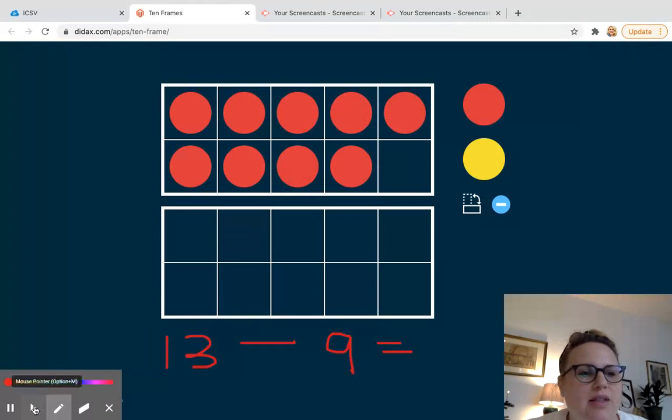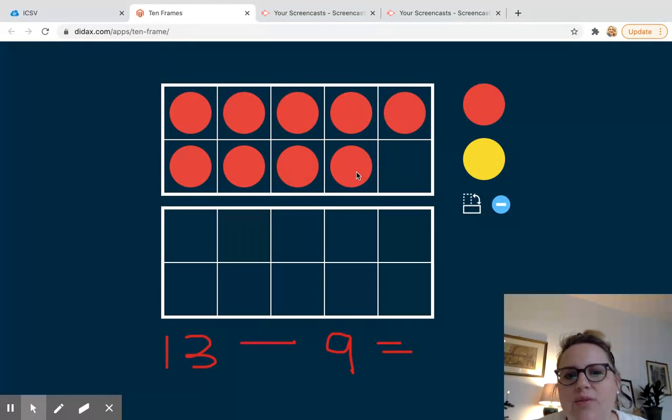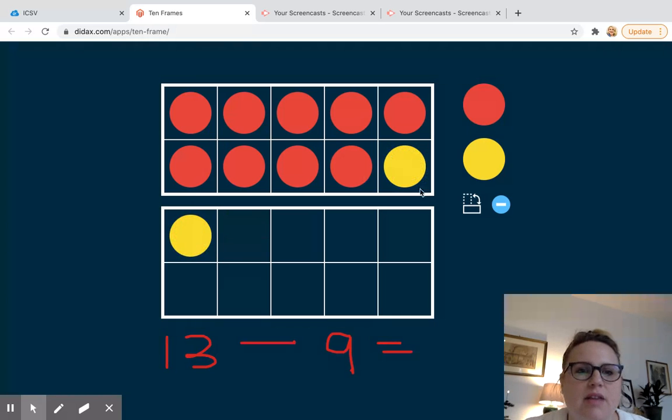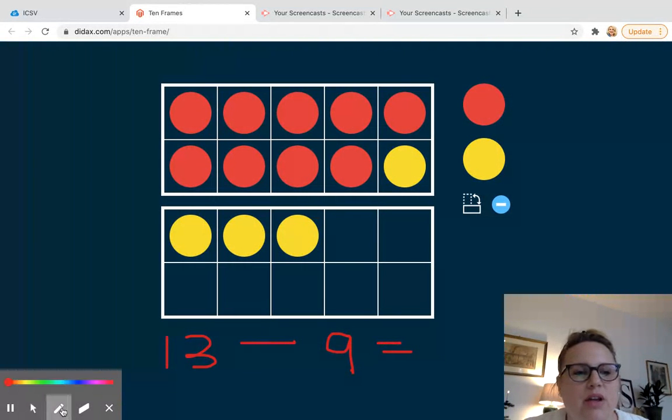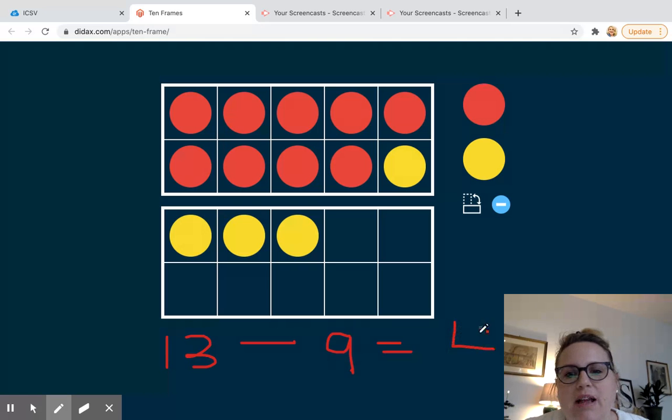You'll notice that there are 9 red counters representing the 9 in our problem. Then we're going to count up using yellow to make 13. Okay, so help me count. We have 9, 10, 11, 12, 13. So now I just need to count how many yellow counters it took to reach 13. 1, 2, 3, 4. So 13 take away 9 red would leave 4 yellow. So my answer is 13 minus 9 equals 4.